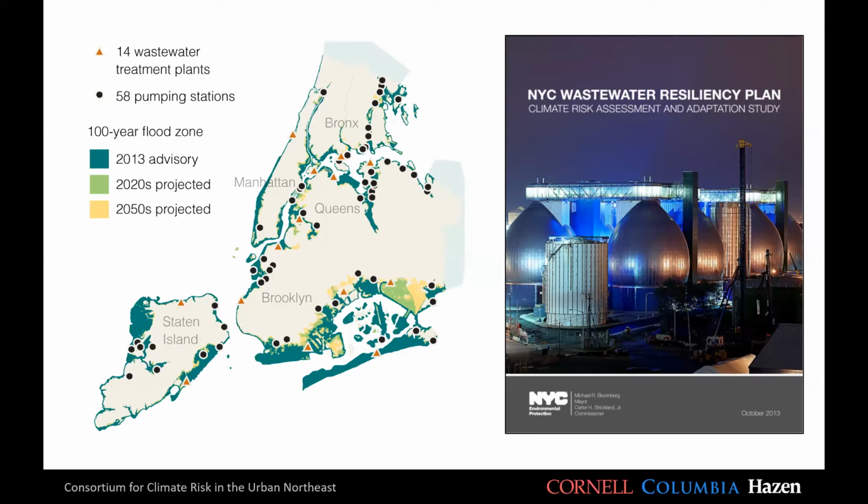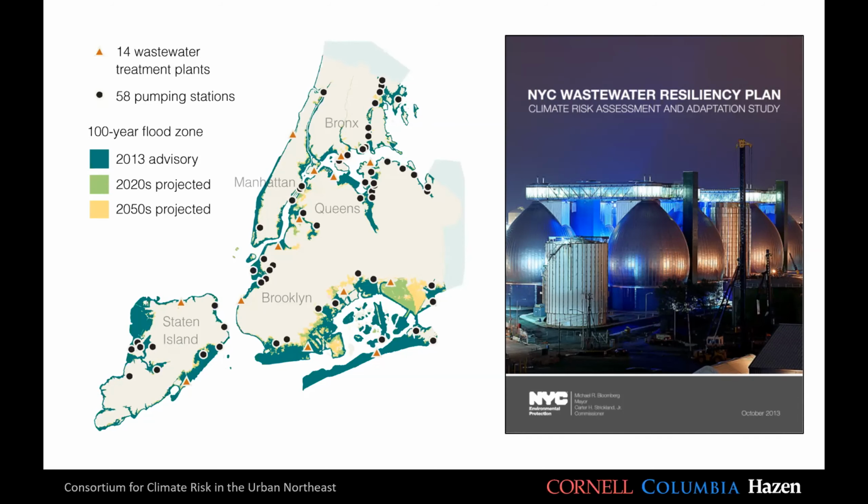The plan concluded that all 14 wastewater treatment plants were at risk in some way, and that 58 of the city's 96 pumping stations were also at risk from sea level rise or storm surge in the future. And the major conclusion of the study was that investing $315 million in adaptation measures could save the city $2.5 billion in emergency response costs over the next 50 years.